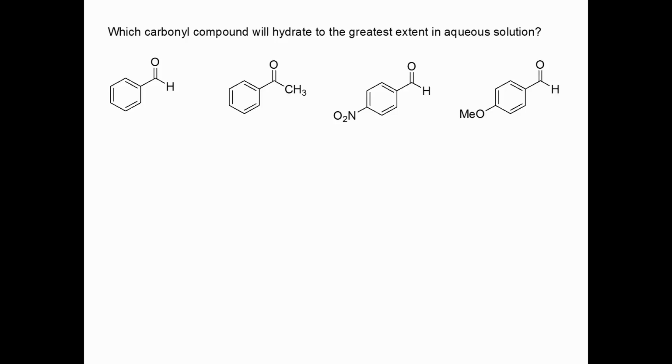So issue number one is that aldehydes are more hydrated than ketones. So we're not going to select this one. Okay, and electron withdrawing groups destabilize C double bond O, thus we're going to see more hydrate. All right, so what do we have here?